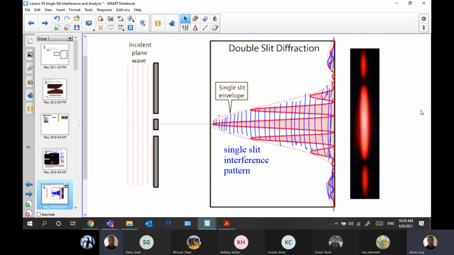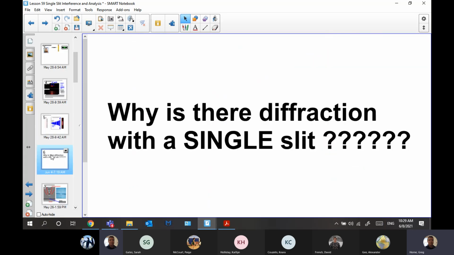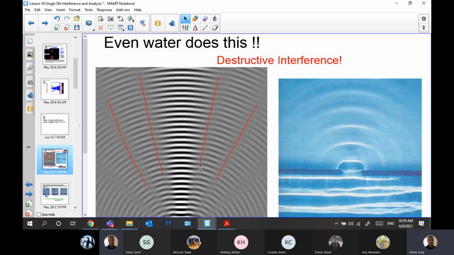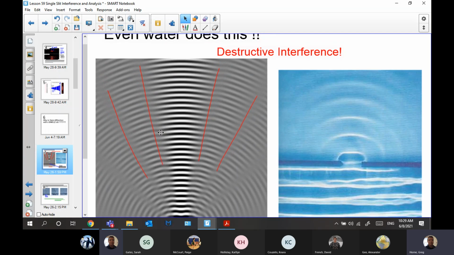So like I showed you before, right? This is the pattern we're emphasizing now. The center section that's bright, and then dark, and then bright again, and so on. That's the single slit interference pattern that we're talking about. Okay, so why is there diffraction with a single slit? Even water does this. It's kind of a strange thing. This is just a single slit here, and you've got these patterns that you noticed before when we were doing the ripple tank stuff in grade 11.